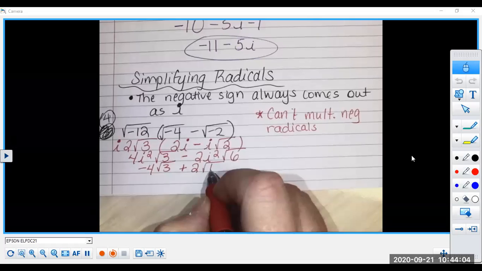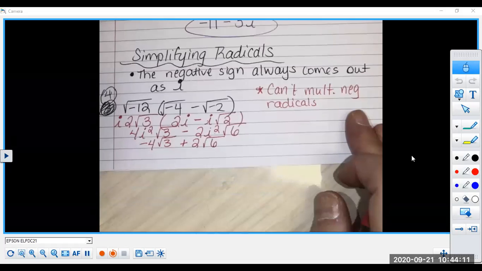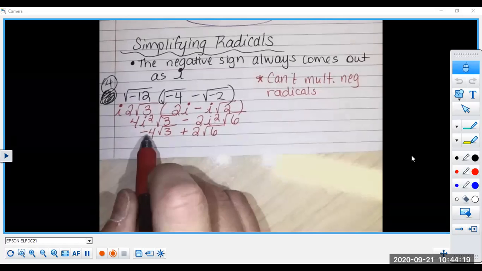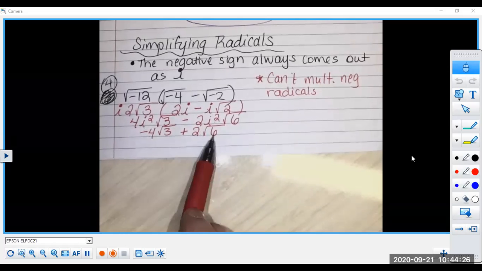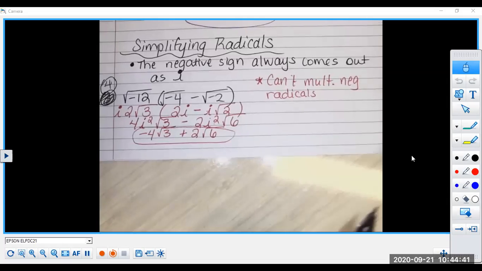And then root 6. Can you add or subtract those? When you're adding radicals, you can't add those and say that makes root 9, like negative 2 root 9. You can't do that. They would have to be the exact same radical in order for you to combine them. So this would be your final answer. All right, we good?